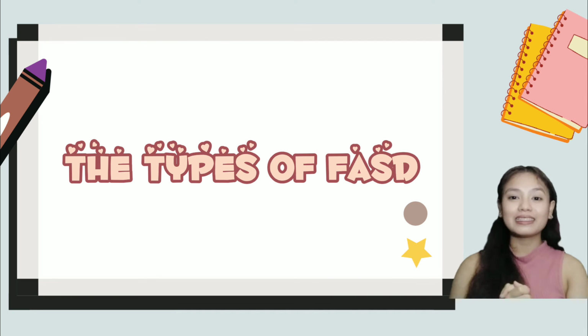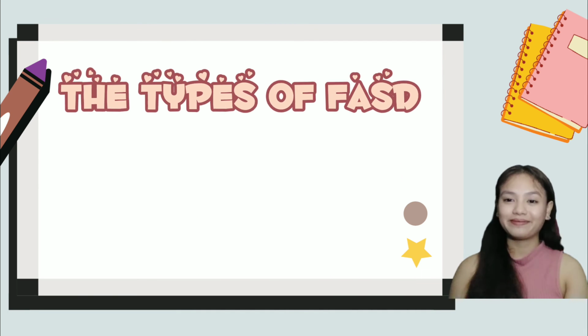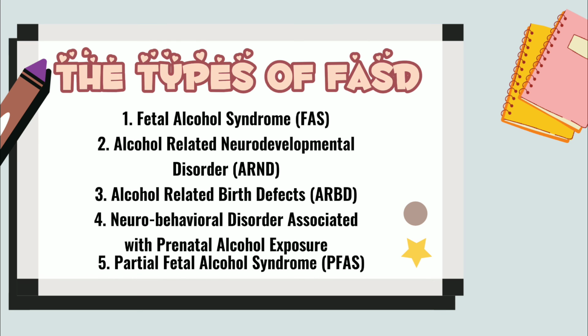Let me discuss the types of FASD. The first type of FASD is fetal alcohol syndrome. Second, alcohol-related neurodevelopmental disorder. Third, alcohol-related birth defects. Fourth, neurobehavioral disorder associated with prenatal alcohol exposure. And the last, partial fetal alcohol syndrome.